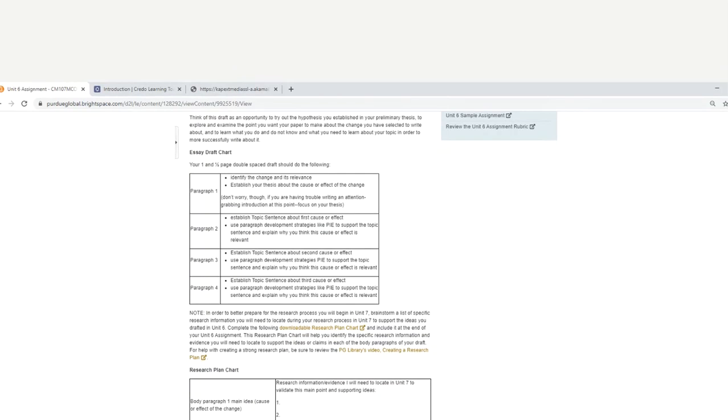And I think that's going to really help them hit the ground running in Unit 7 a little bit more, because rather than saying I need statistics, they'll have had time to think about, okay, I need statistics about this specific issue or whatever the case might be.